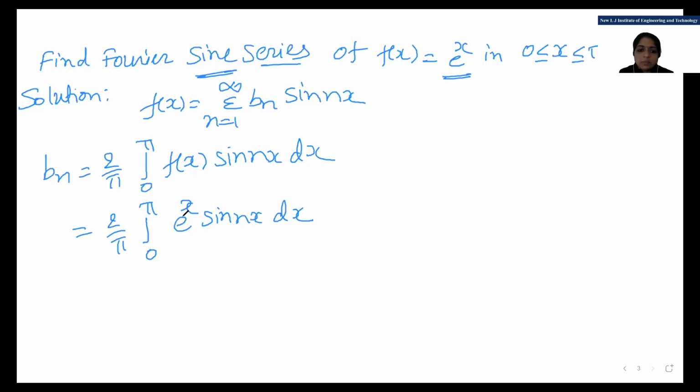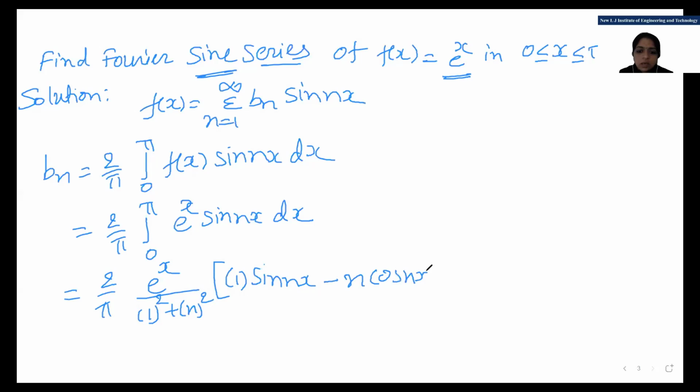So the power of e, that is a is 1 and b is n. So 2 by pi e raised to x upon 1 square plus n square. Here a is 1, so 1 sin nx minus n cos nx. Okay, and the limits are 0 to pi.